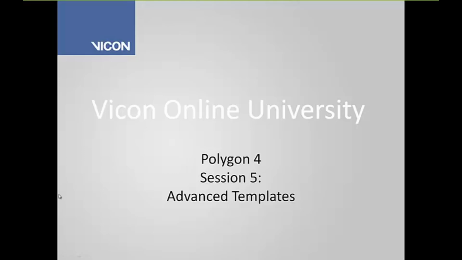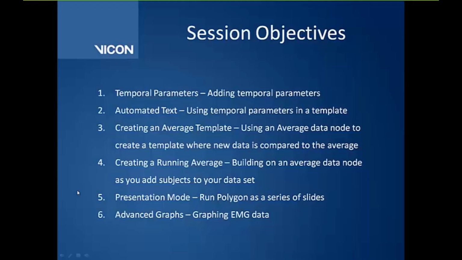Today we're going to go through session 5. It's advanced templates. We're going to focus on the temporal parameters for gait stuff. We're also going to talk about automated text, how you can use different temporal parameters in templates so that as you use these templates in the future, it's just going to be automatically populated for you.